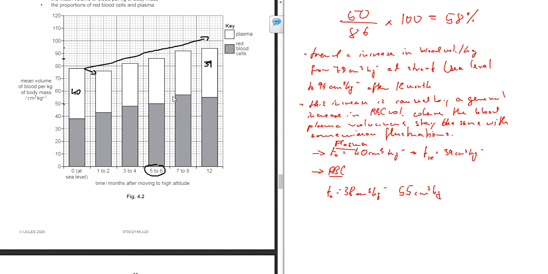This is not the highest value. We could as well state the highest value, which seems to be 57 at time 7 to 8. Highest RBC. I think that is enough description.